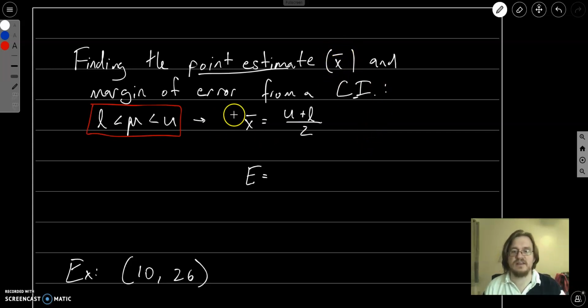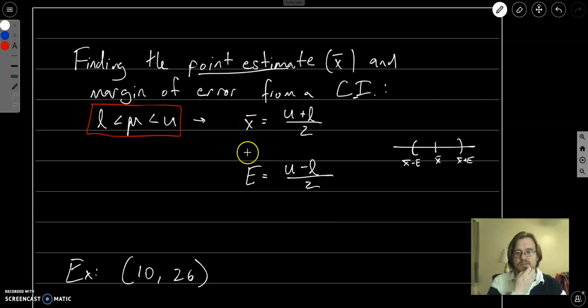So if we just had to take a guess at what the population mean is, the sample mean is a good guess. The margin of error, again, if we think about the confidence interval on this line, the margin of error is going to be half this distance, because here is the sample mean, up here will be the sample mean plus E, and down here will be the sample mean minus E. So the whole length of the interval is twice the error. So the length of this is going to be the upper limit minus the lower limit, and we'll divide that by 2.